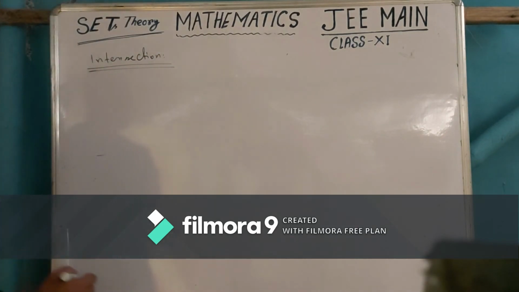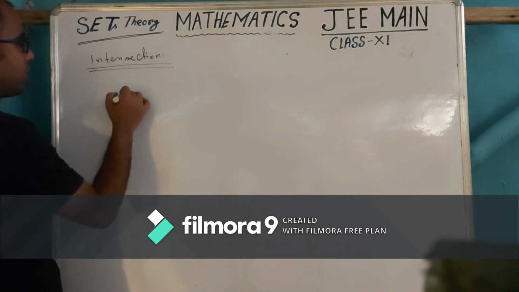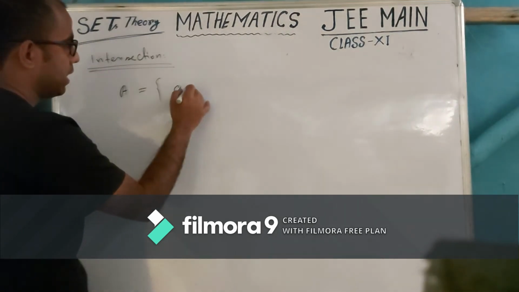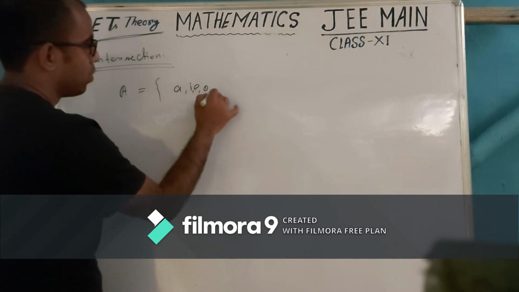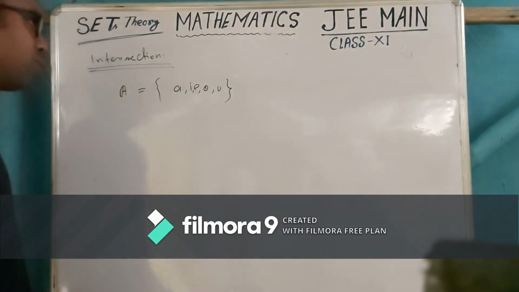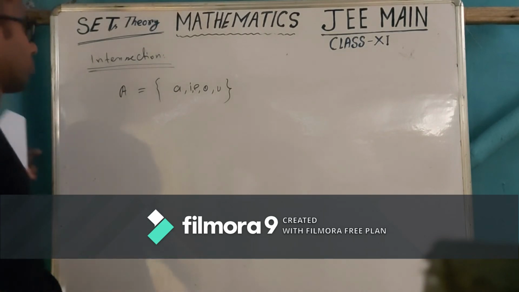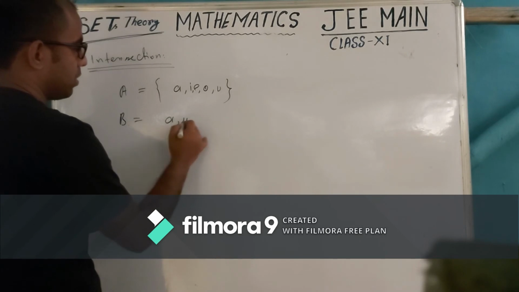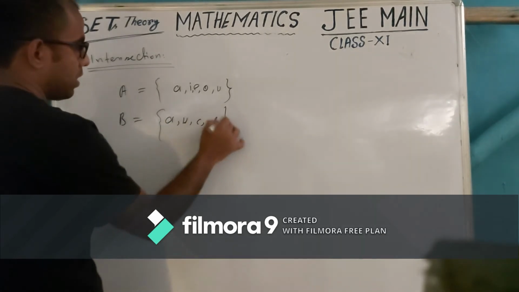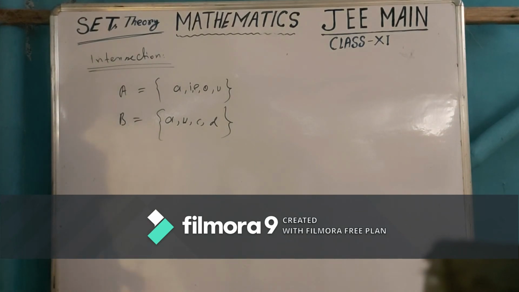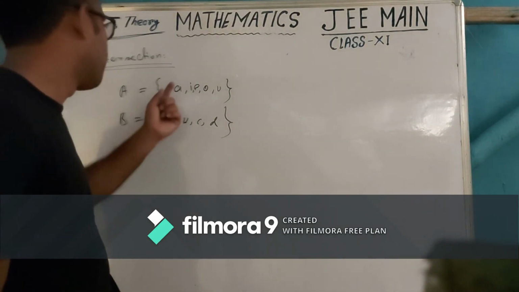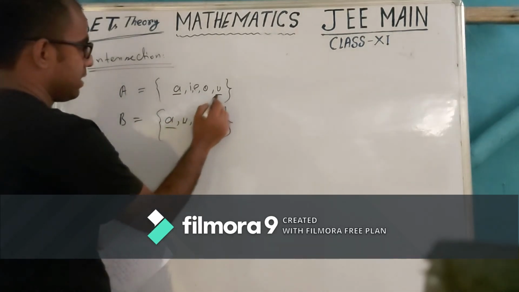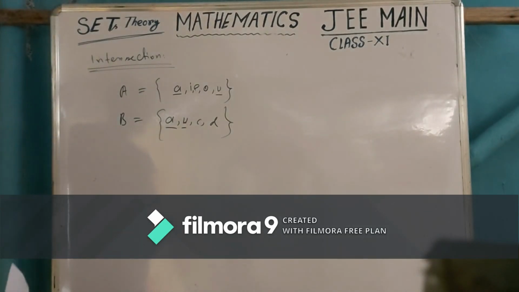Intersection of two sets. First you consider a set A equal to {A, I, E, O}. This is a set of vowels of the English alphabet, and we consider another set B equal to {A, U, C, D}. So intersection means the common elements of these two sets. Here you see that these two elements are common in the two sets.